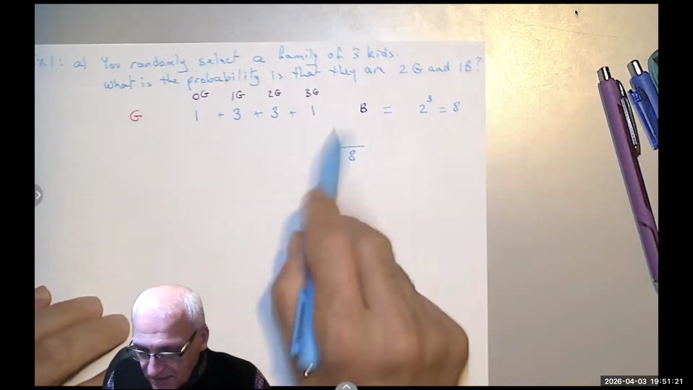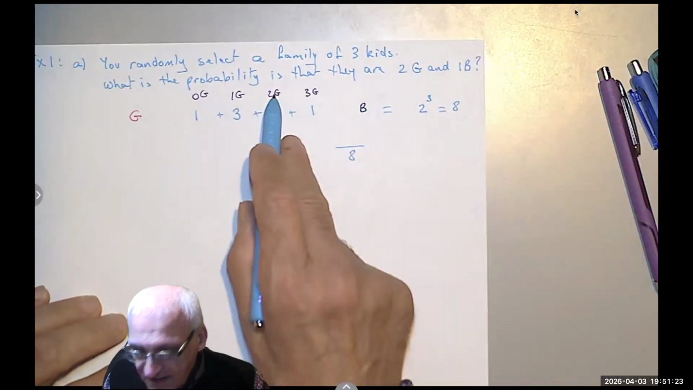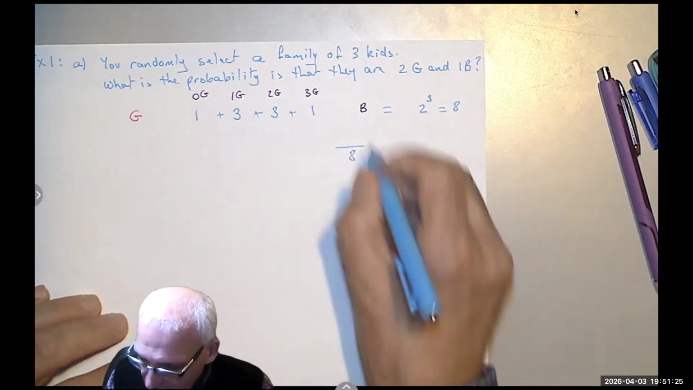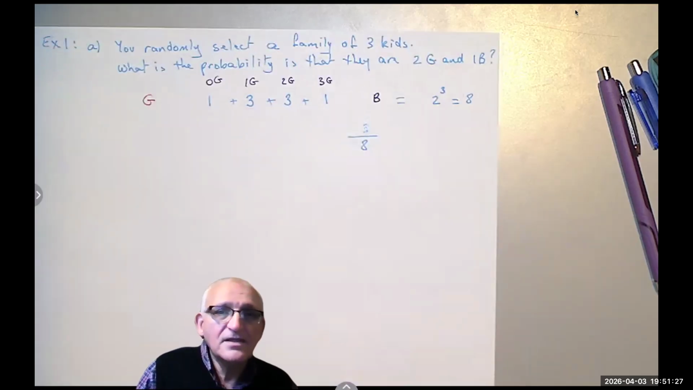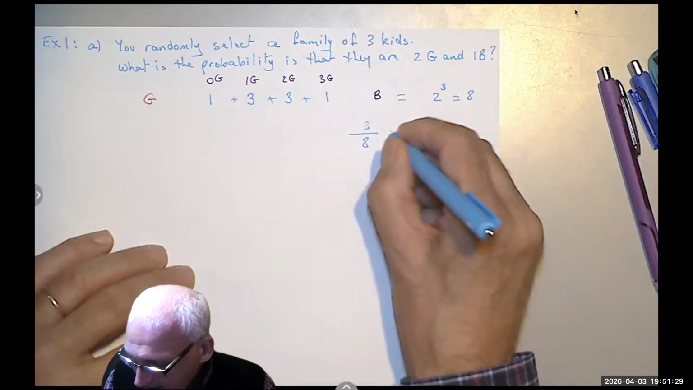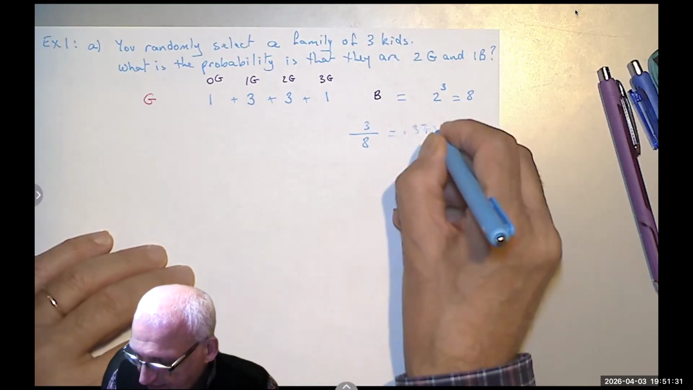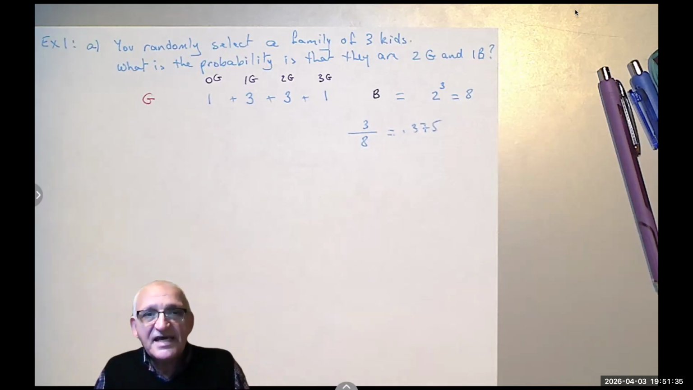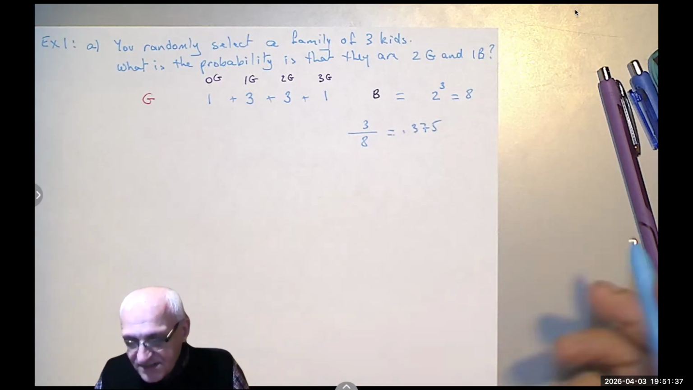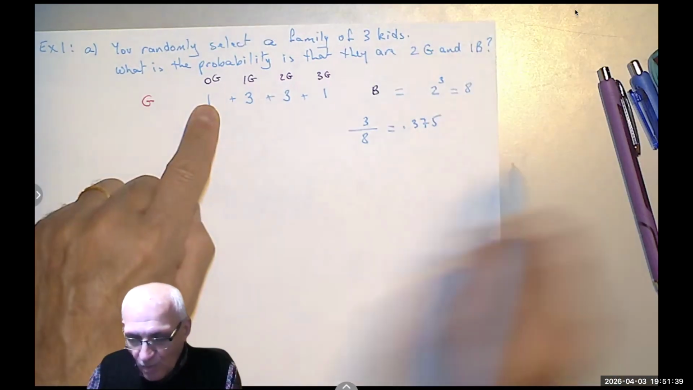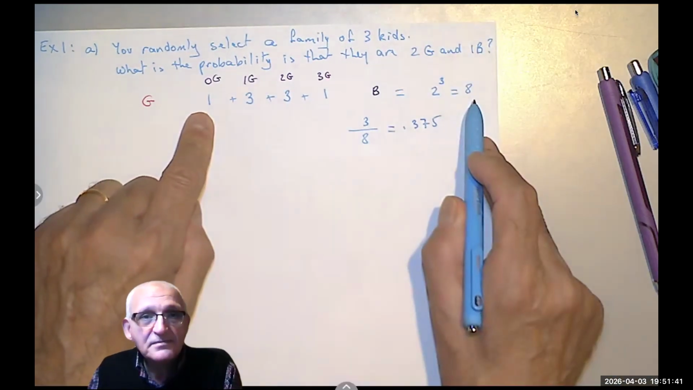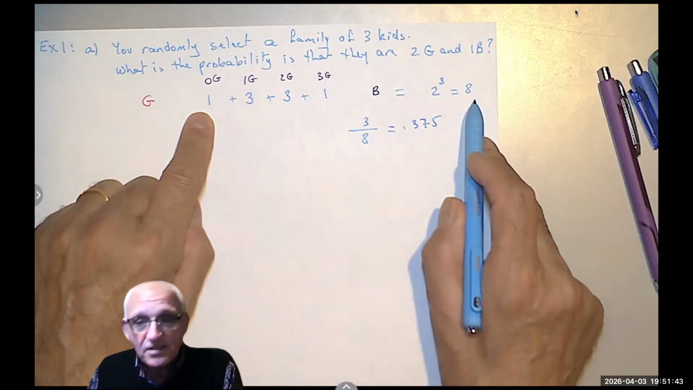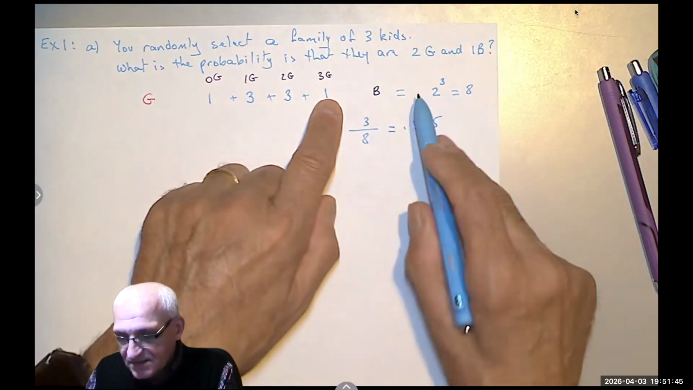Which one do I want? I want 2 girls, meaning this guy. It's a 3. So the answer is 3/8. 3 over 8, which as a decimal is 0.375. It's that simple. What is the likelihood that I get 3 boys? It means 0 girls, 1 over 8. What is the probability of getting 3 girls? It's the same, 1 over 8.